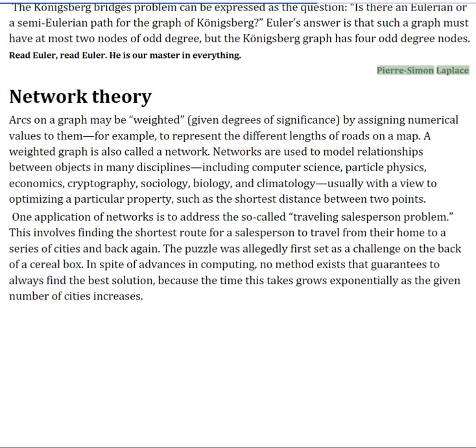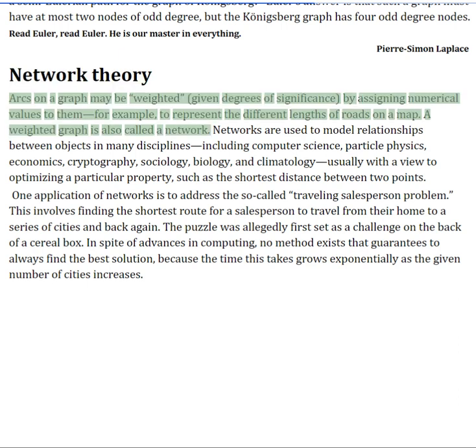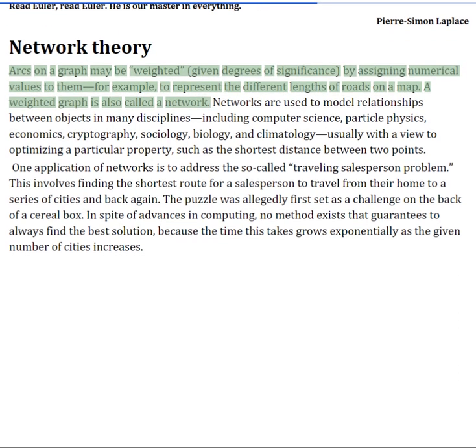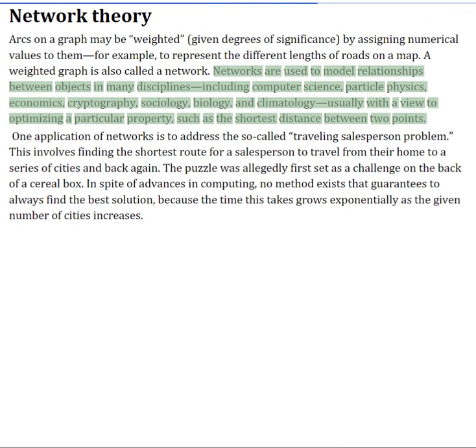Pierre-Simon Laplace. Network theory. Arcs on a graph may be weighted by assigning numerical values to them, for example, to represent the different lengths of roads on a map. A weighted graph is also called a network. Networks are used to model relationships between objects in many disciplines, including computer science, particle physics, economics, cryptography, sociology, biology, and climatology, usually with a view to optimizing a particular property, such as the shortest distance between 2 points.